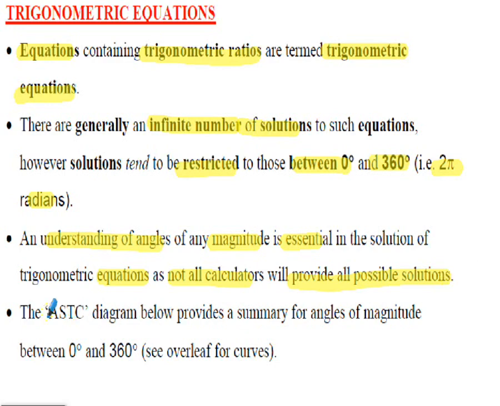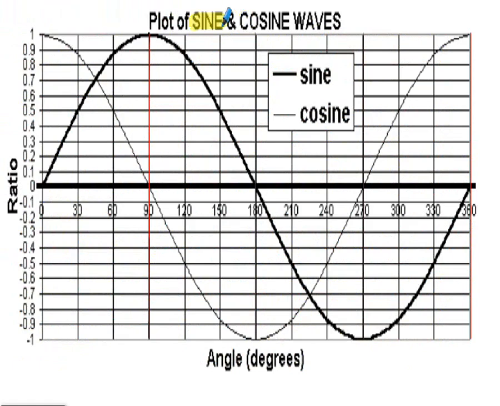To do this, we're going to use an ASTC diagram, which is shown overleaf, and that provides a summary for the angles of magnitude between 0 and 360 degrees or 0 and 2 pi radians. This plot shows the sine and cosine waveforms. We've plotted between 0 and 360 degrees. That's one complete cycle of the sine and cosine waveform. Don't forget these are periodic, continuous waveforms. They go on forever, so there's an infinite number of solutions to all the problems we're going to look at. But we're just going to focus on 0 to 360.